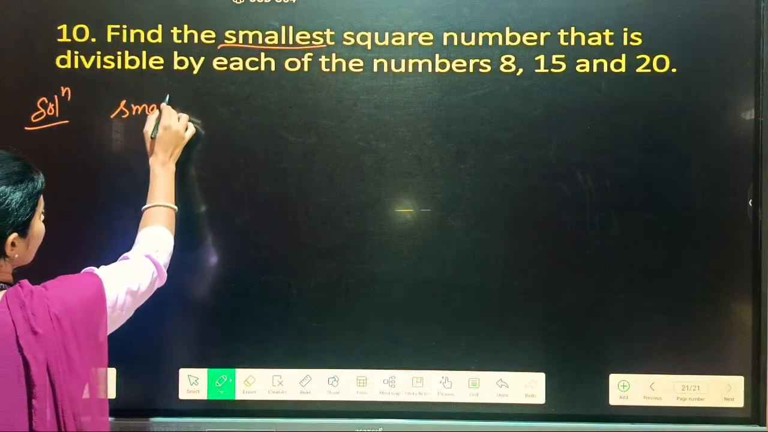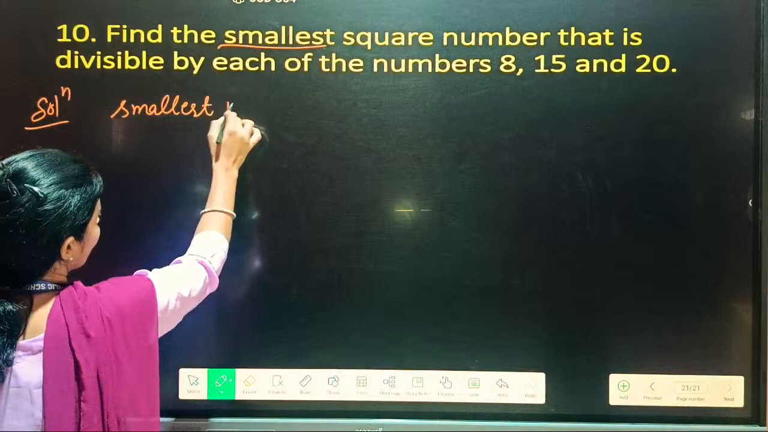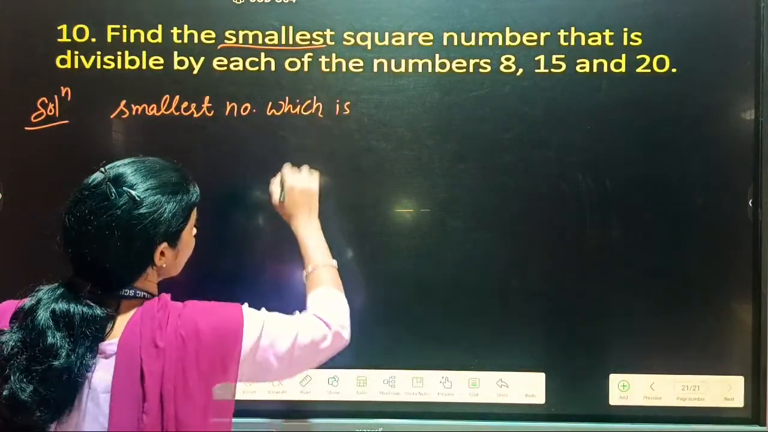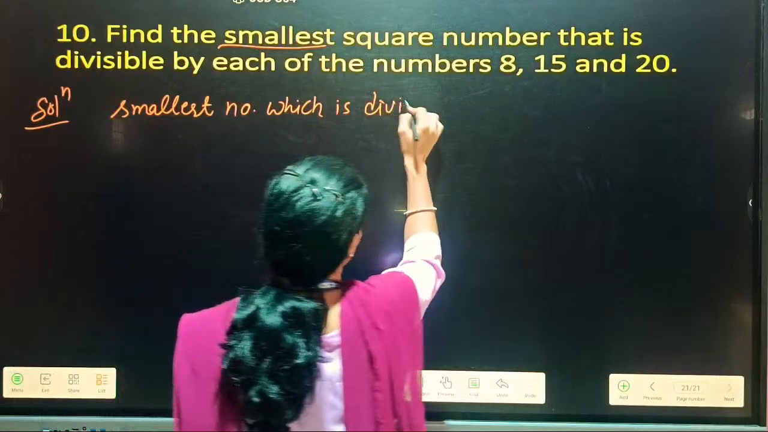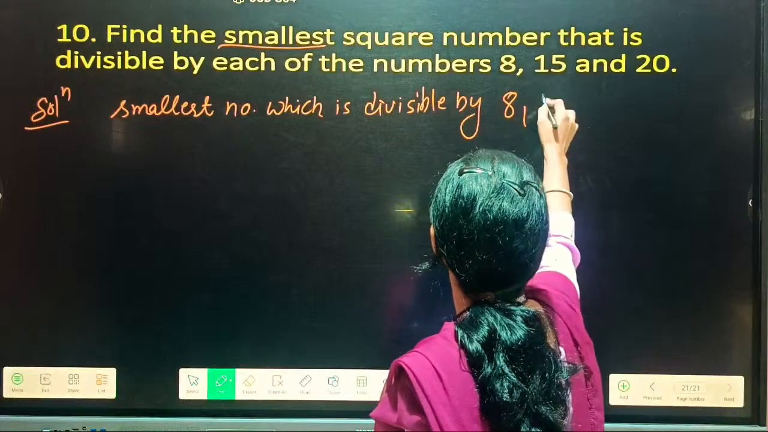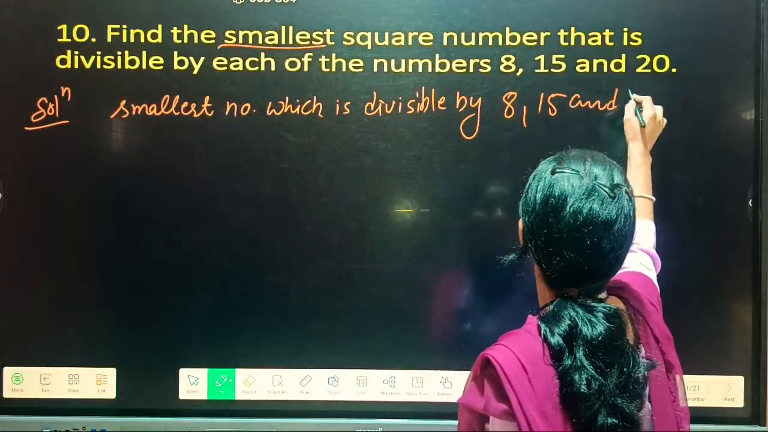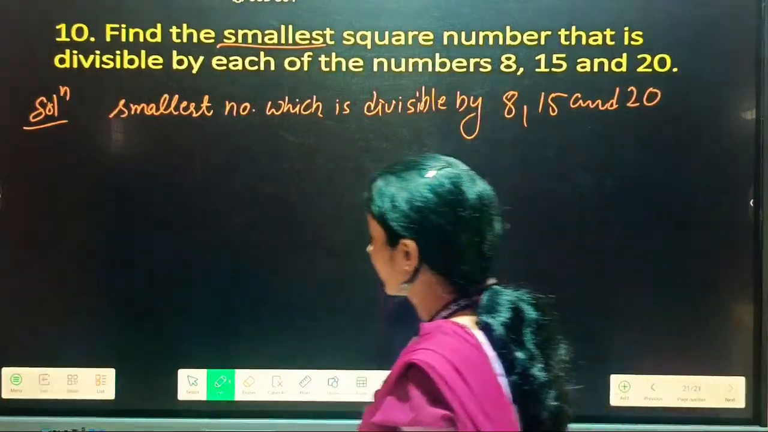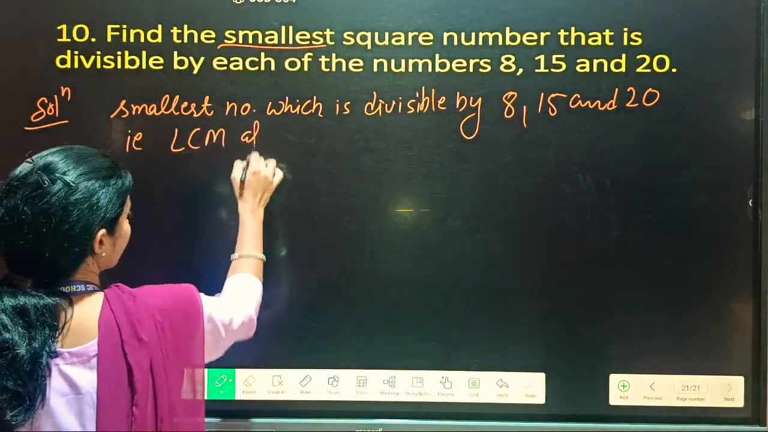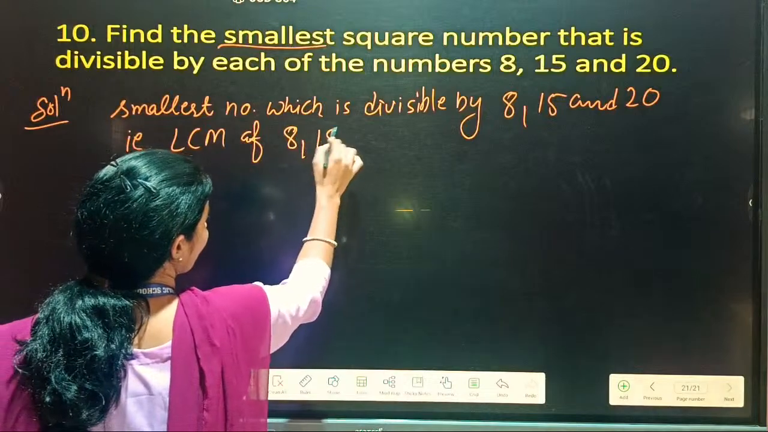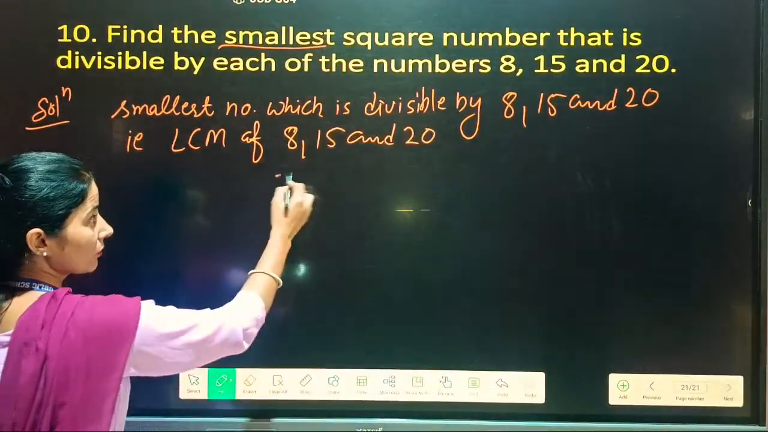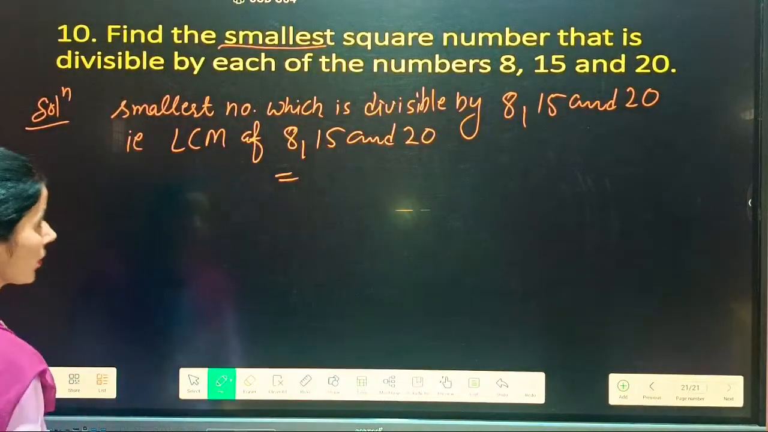The smallest number which is divisible by 8, 15 and 20 is the LCM of 8, 15 and 20. What will be the LCM of these 8, 15 and 20? Let us find out.